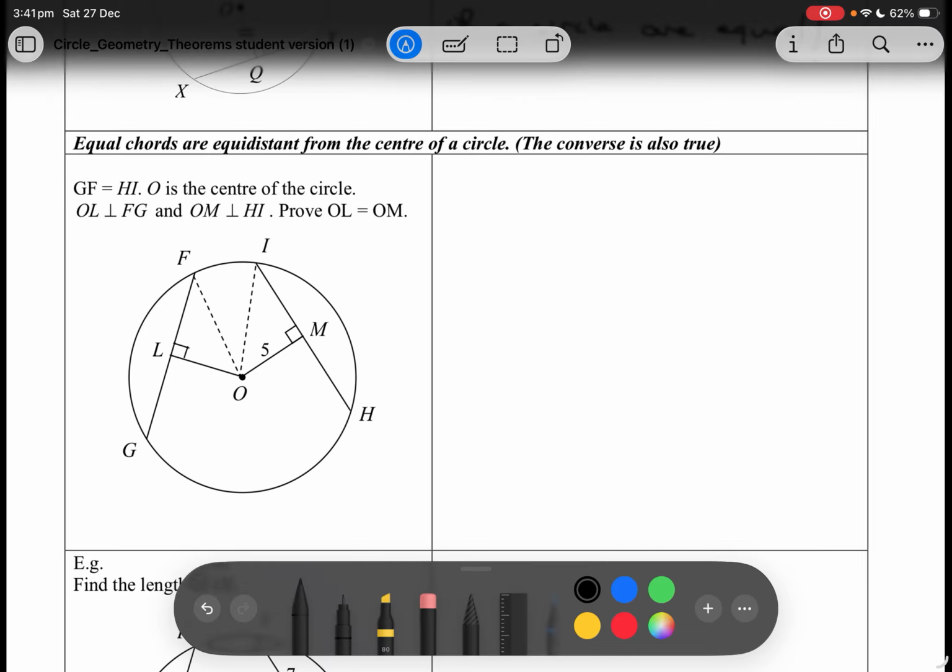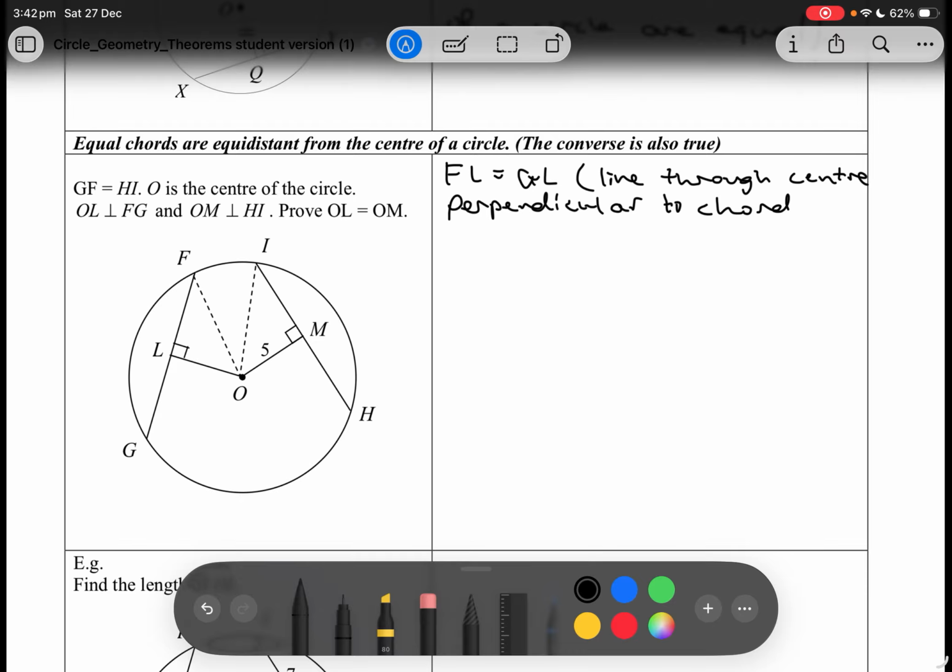Now, one thing before we say anything, we're going to make note of the fact that FL equals GL. The reason being that the line through the center perpendicular to the chord FG bisects the chord. Okay, we have to make that statement first.